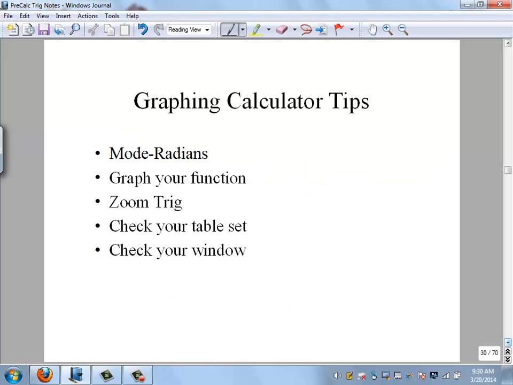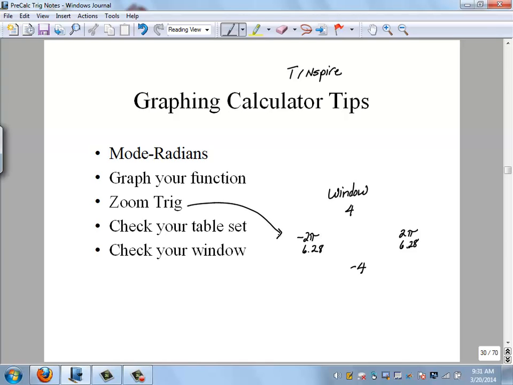Now, we are going to practice this in class, but there are some graphing calculator tips that I want you to see. First of all, you have to make sure your mode is in radians, and we're going to practice this all in class because we have the TI Inspire calculators, and they do a nice job. You're going to graph your function and then zoom trig it. When you zoom trig it, your window is as follows. Your y's go up to 4 and down to negative 4. Your x's go from 2 pi, or 6.28, to negative 2 pi. That is the standard window when you zoom trig.